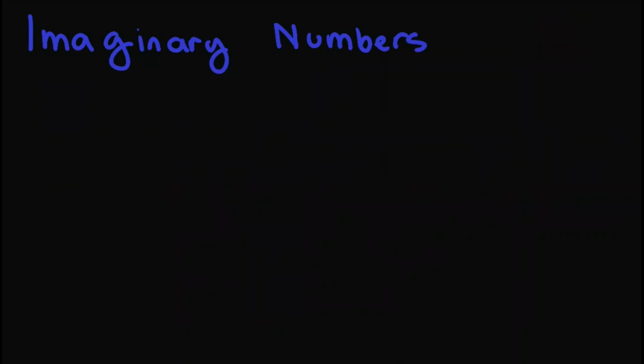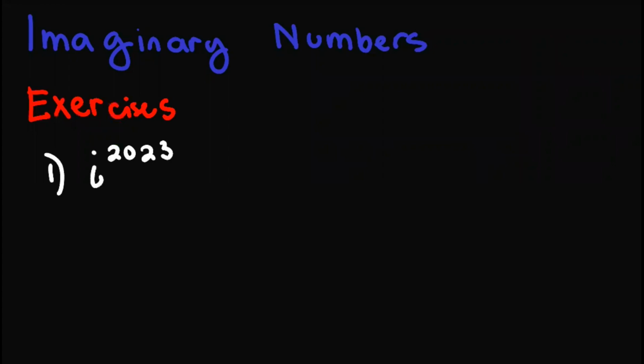So before I end this video, here are 2 exercises that you can work on. So first, we have simplify i raised to 2023. And the second one is simplify the square root of negative 147. So this is a good exercise to try and apply the skills and knowledge that we learned in this video.